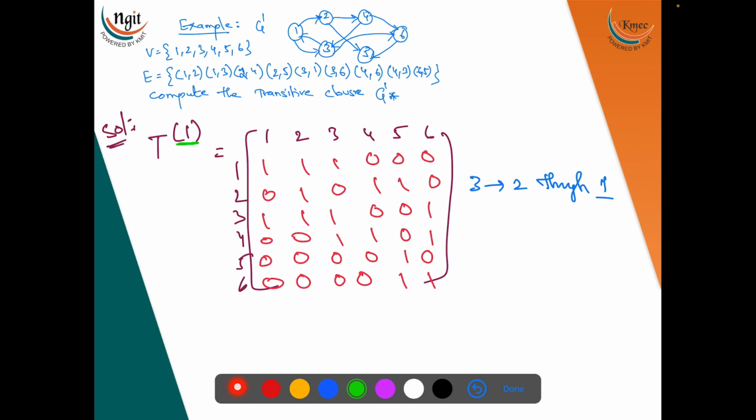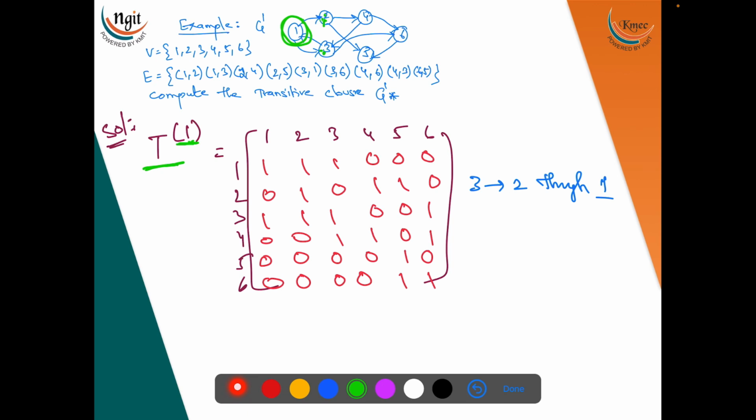Now let's see, from 3 to 2 there is no edge, correct? But 3 is reachable to 2 through 1. So I am making T1 the transitive closure. This 1 indicates the vertex which is the intermediary to make another vertex reachable. So 1 is the intermediary for what? Only for 3 to 2, correct?